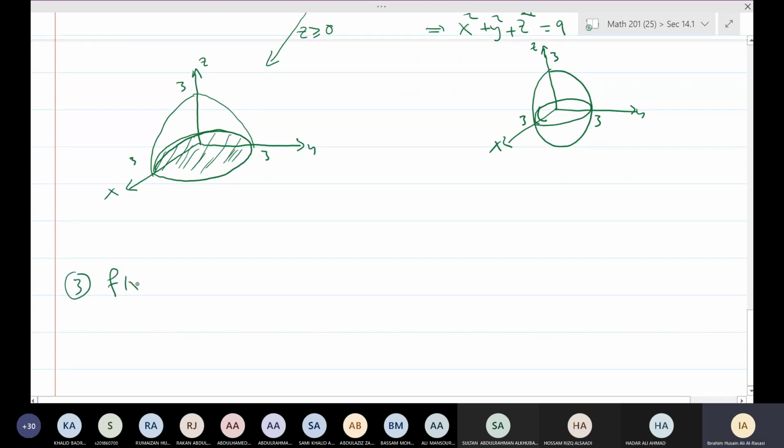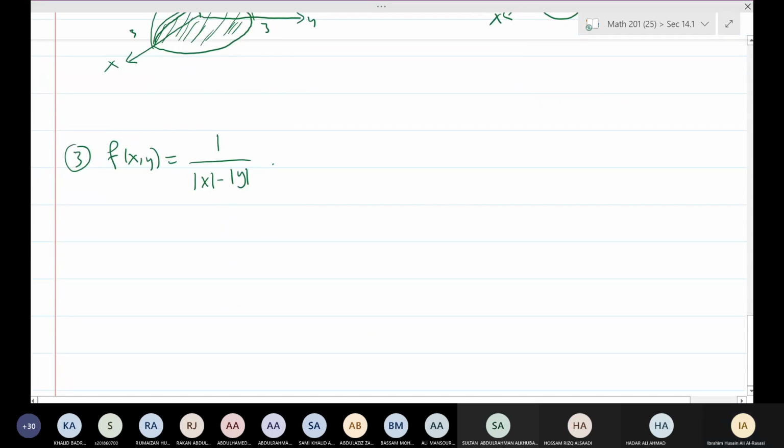Now let me take a third example here. f of xy equals 1 over absolute value of x minus absolute value of y. Okay. What is the domain?